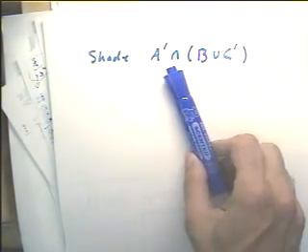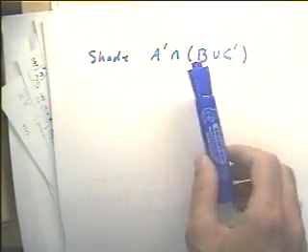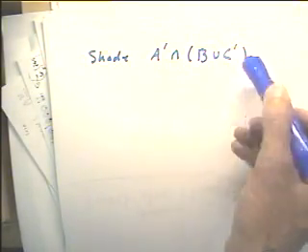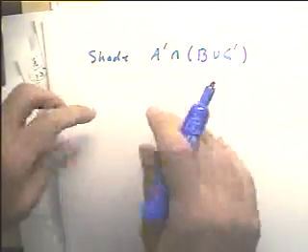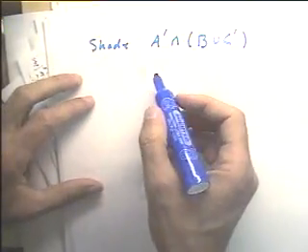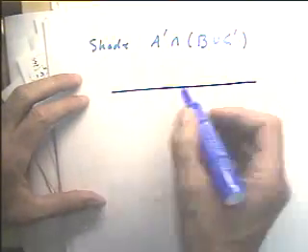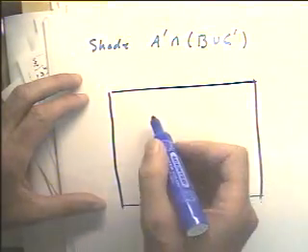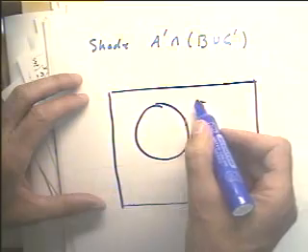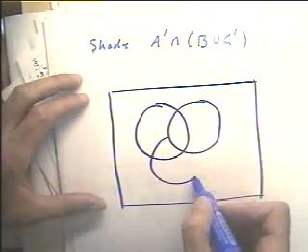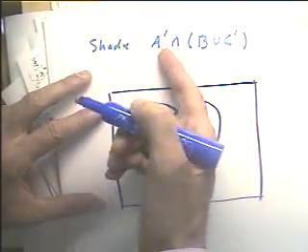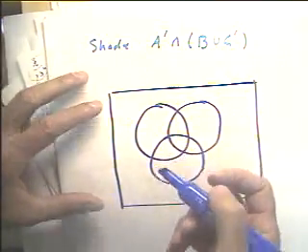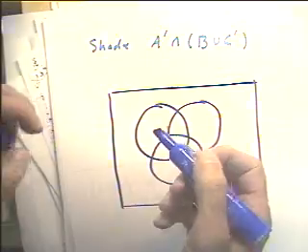Now we're going to shade the set A prime intersection the set B union C prime. How's that going to work? Let's draw the sets A, B, and C again. Now we're intersecting A prime with B union C prime. How are we going to do B union C prime?